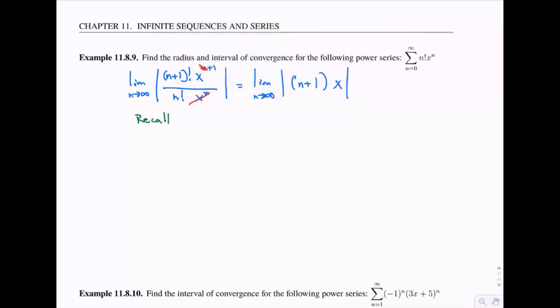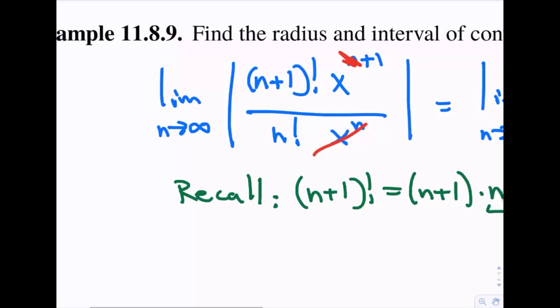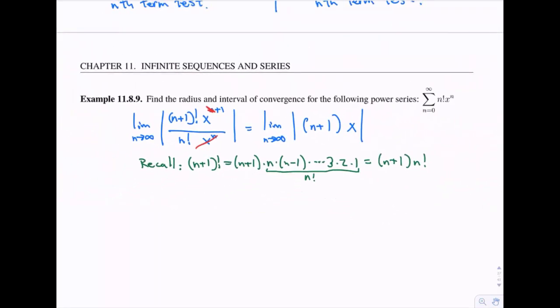So now as n gets bigger and bigger and bigger, in fact, let me go ahead and recall why this works out, in case anyone has forgotten. So n plus 1 factorial is equal to n plus 1 times n times all the way down to 3 times 2 times 1. And this right here is the same thing as n factorial. So n plus 1 factorial is the same thing as n plus 1 times n factorial. So that's why these things cancel out. The n factorials would cancel, and we just have the n plus 1s.